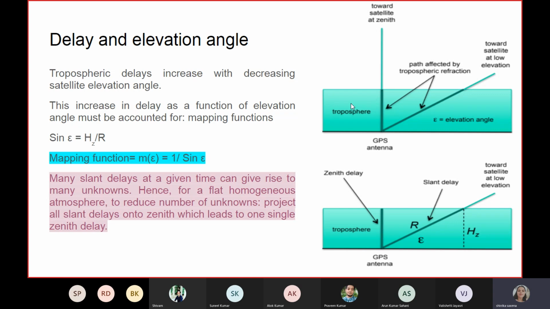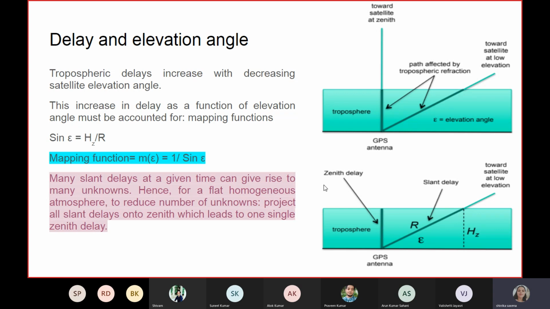And all the slant delays at a receiver point are related to the zenith delay at the receiver point using a mapping function. The mapping function is given by 1 upon sine epsilon, where epsilon is Hz by capital R. Hz is the height the delay is causing, and R is the hypotenuse here, that is, the total slant delay is the capital R. So this ratio is sine epsilon, and 1 upon sine epsilon is the mapping function.